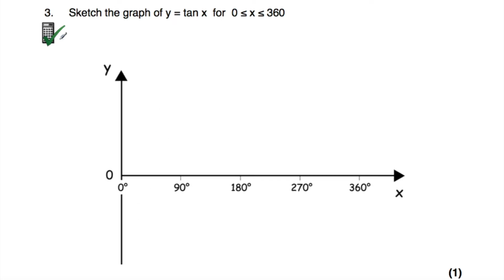Now again, it's a calculator question, so if you've got your calculator, feel free to work out these values. Okay, so let's start off with the tan of 0 degrees. The tan of 0 is equal to 0, so that's going to be there. Now the next one, the tan of 90 degrees.